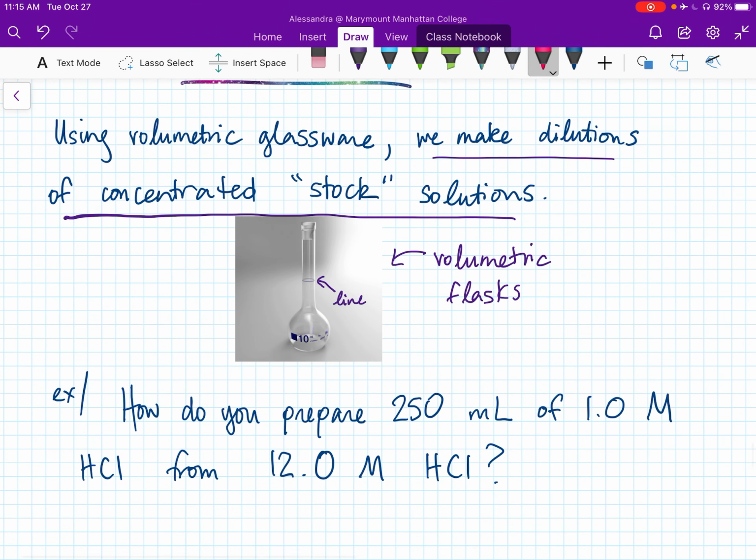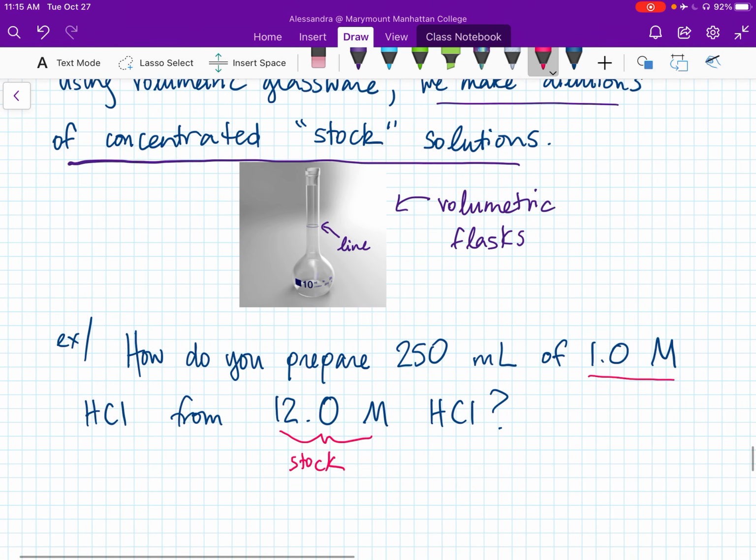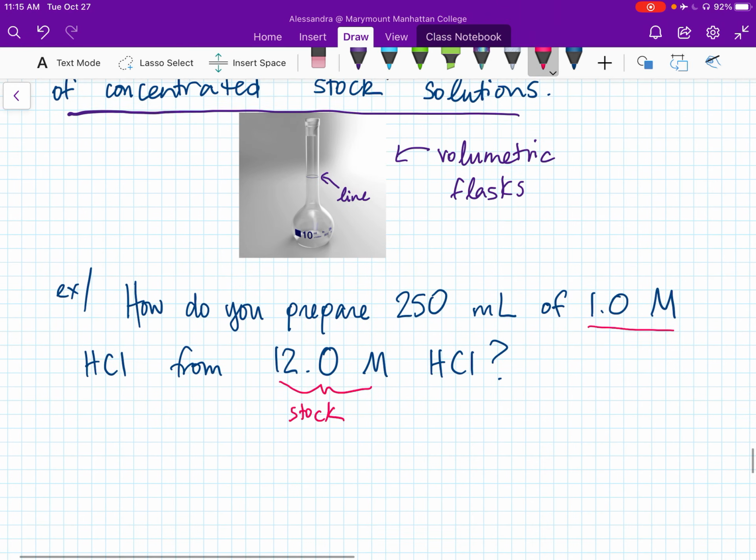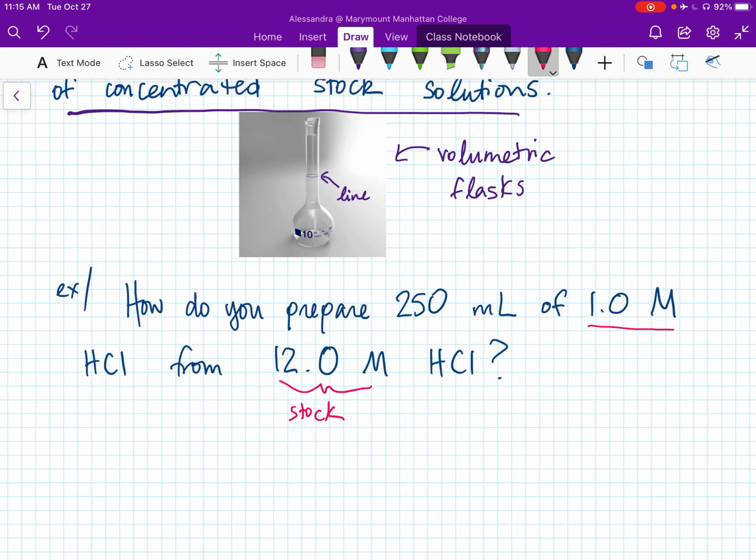So this is an example of a situation where we have a concentrated stock solution. Okay, 12 molar HCl is extremely concentrated. And we have to dilute this super concentrated 12 molar solution to a much lower concentration, 1 molar. So it's going to be a dilution. We want to make it 12 times less concentrated. So we can approach this the same way we've been using the unit factor method.